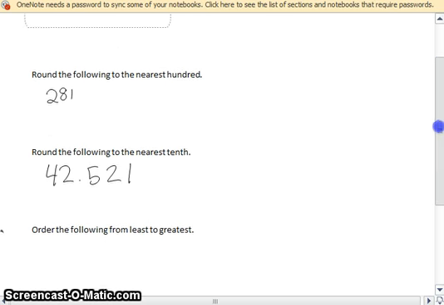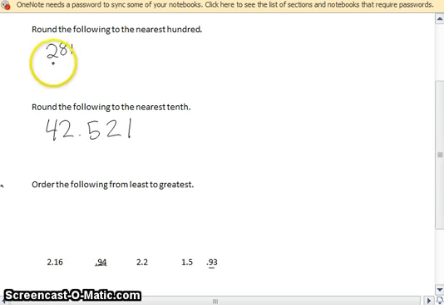I have a couple examples here, and the first one is whole numbers to make it a little easier to start out with. The first is round the following to the nearest hundred. This is just like decimals except in whole number form, so when you go to decimals it'll seem the same.